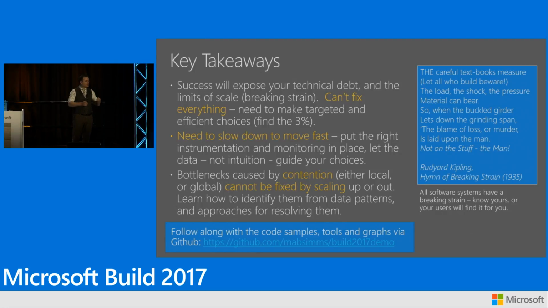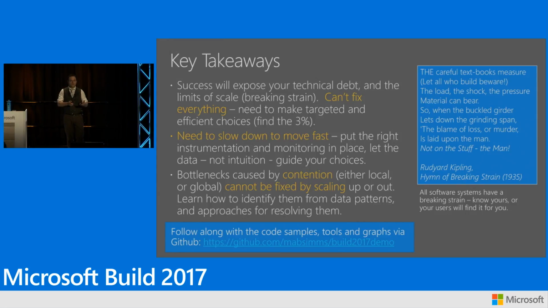It will expose the breaking strain of your system. Everything has one. Physical systems have them, software systems have them. We cannot fix everything. We do not have the luxury of infinite time and resources. And if you do, I'm interested in talking to you about a job. We need to make targeted and efficient choices to find that 3%. In order to do that, we've got to slow down to move fast, and it's going to be really unnatural, but we need to do it. We need to put the right instrumentation and monitoring in place, the right engineering processes, and let data, not intuition, as much as you want to trust it, guide your choices.